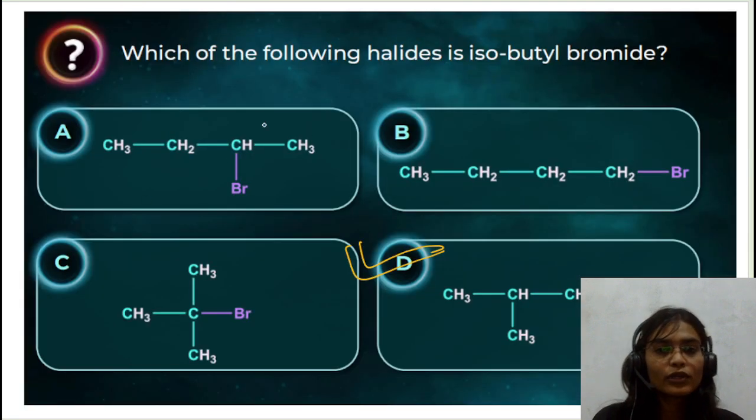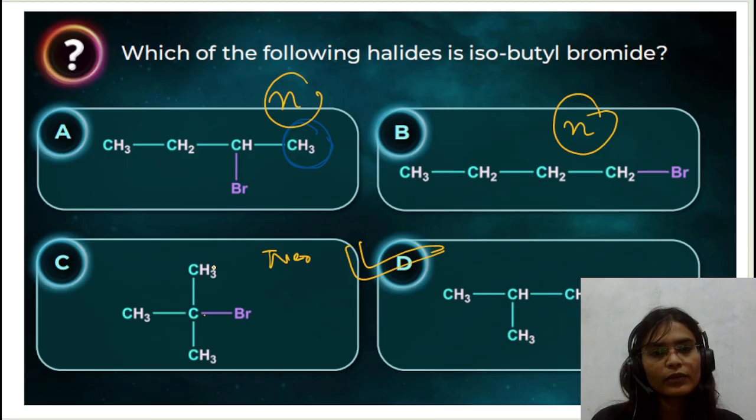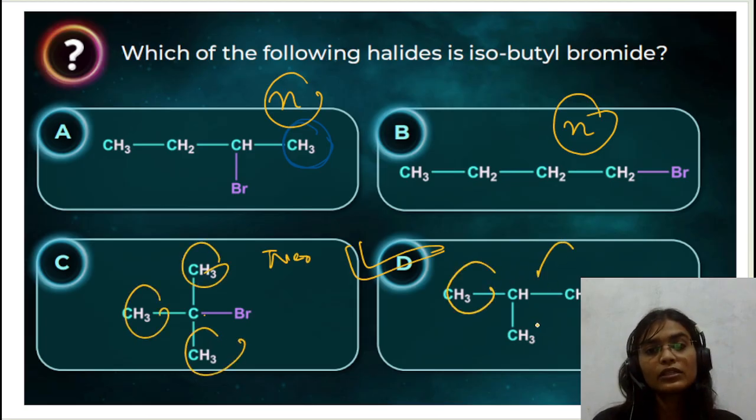If you have to go with this iso and neo, isn't it that a methyl group is connected? One methyl group is there, so it's only the n part here. How about this? It's also the n here. And how about this? It's a neo one. Why neo? Because the terminal carbon is connected with 3 methyl groups. And see, this terminal carbon is connected with 2 CH3.